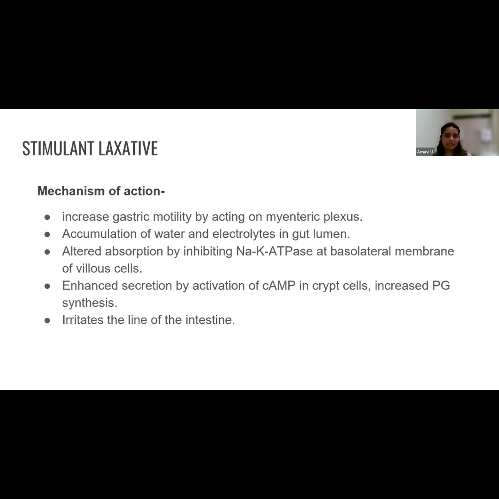Then stimulant laxatives. So how do they work? They work by increasing gut motility by acting on the myenteric plexus, which is a part of the intrinsic innervation that we studied about. It can lead to accumulation of water and electrolytes in the gut lumen. It leads to altered absorption by inhibiting sodium potassium ATPase at the basolateral membrane of villus cells. And it causes enhanced secretion by activation of cAMP in crypt cells, increases prostaglandin synthesis, and thus irritates the lining of the intestine.